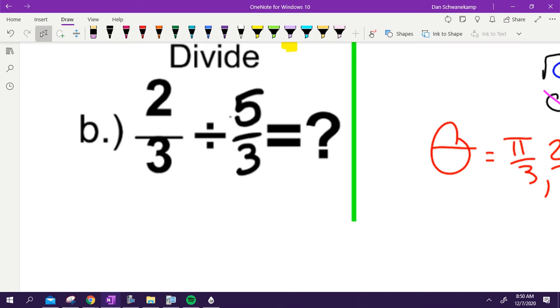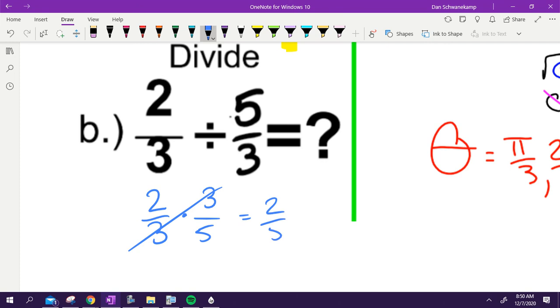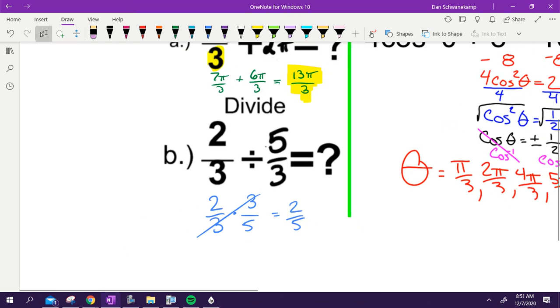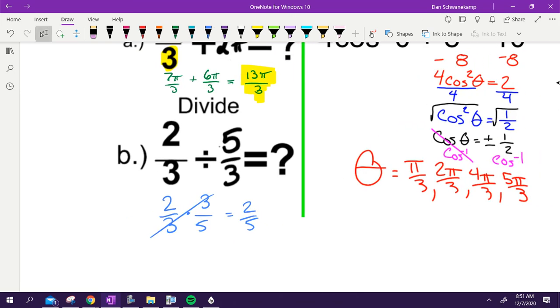We're dividing fractions. If I want to divide two fractions, what are we really going to do? Multiply by the reciprocal. So I would multiply by 3/5. The 3's would cancel. I get 2/5. That's how you divide fractions. Multiply by the reciprocal. Again, not something you don't know, but just making sure we're all on the same page. Are there questions?